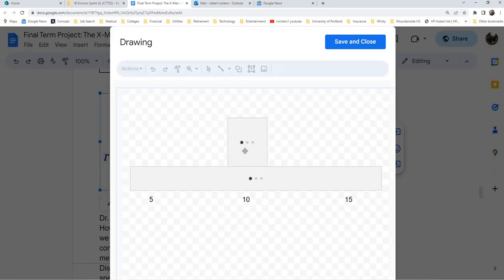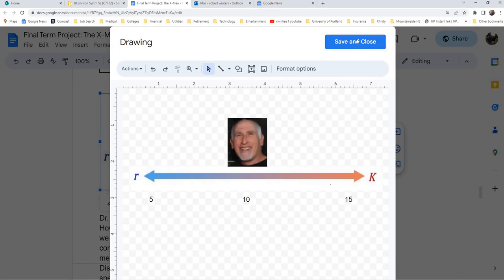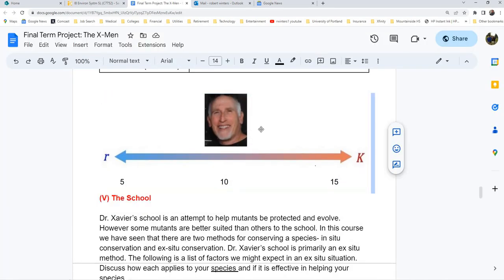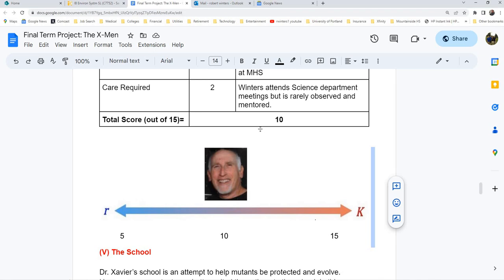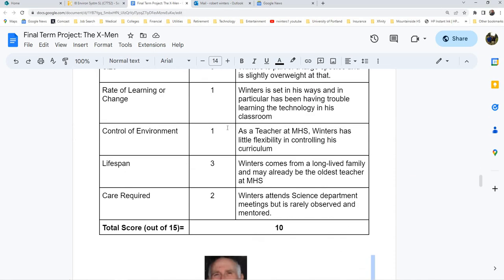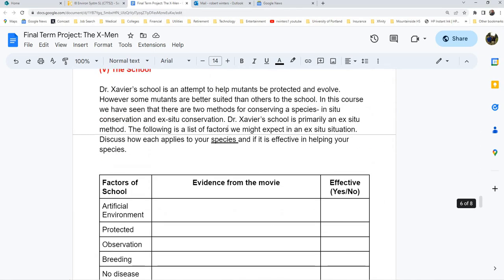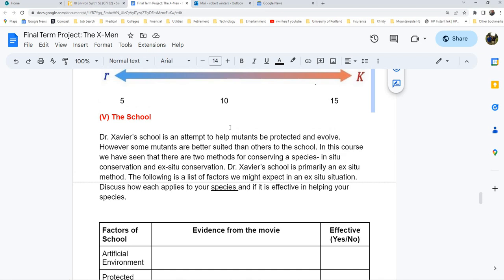I then clicked on this, and I adjusted my picture to go in where I thought I was. So it looks like I'm kind of in between what we might call an I species, right? Intermediary.